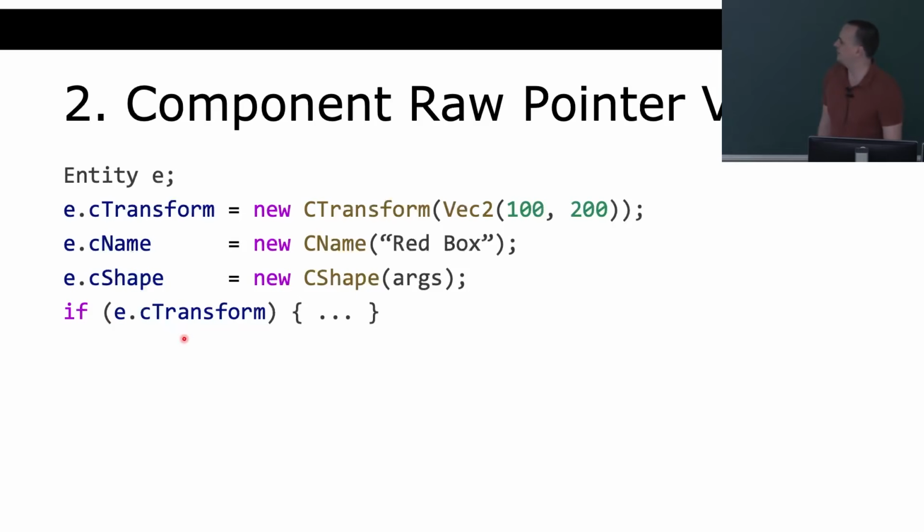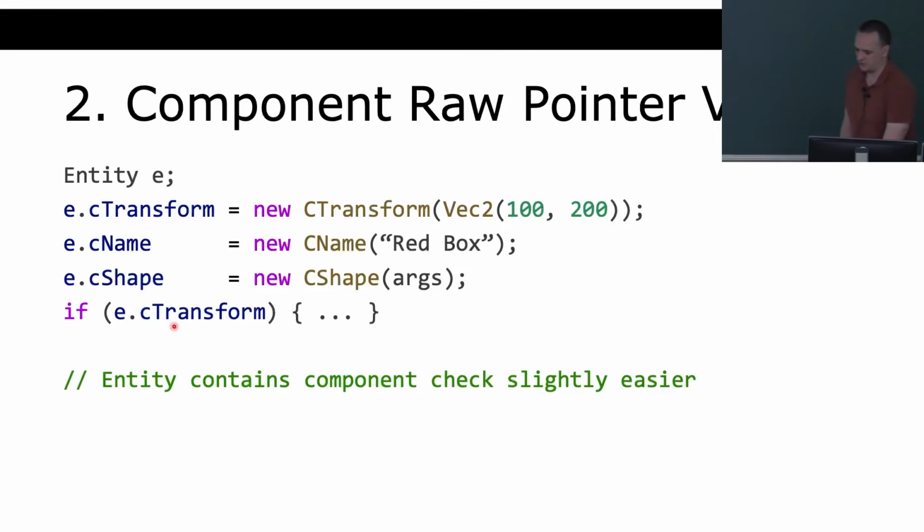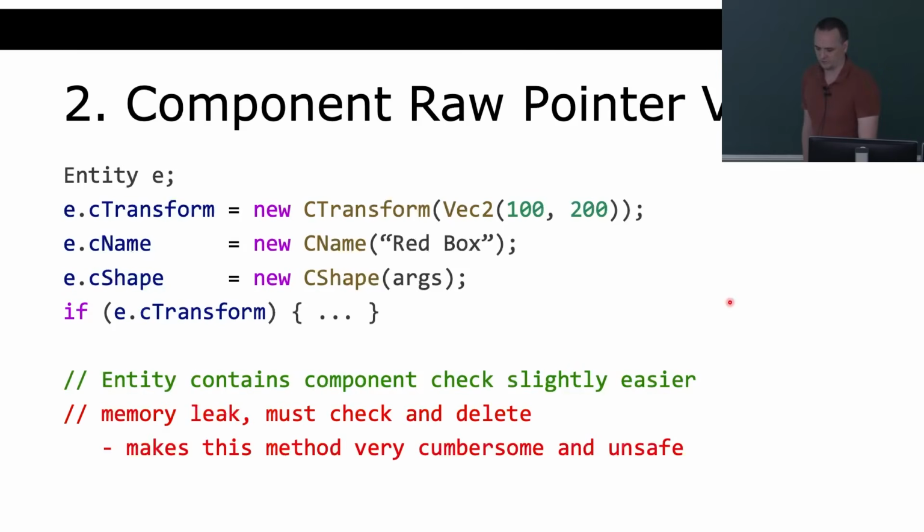So here this basically says if e.c transform. Well, this would be false if the pointer was null, right? So that would be false if it didn't have it. If it had any transform, it would not be null pointer, and so this would evaluate to true. And so that's the way that that would work. So this is good because the contains component check is slightly easier, but that's the only thing that's better about this. Everything else is a lot worse.